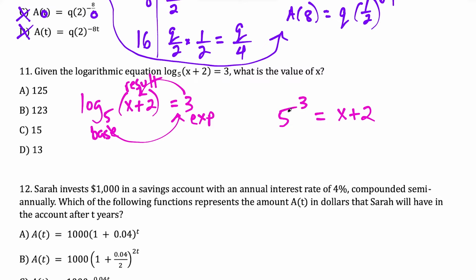And now 5 times 5 times 5 is 125. We set this equal to x plus 2, and now some simple algebra here. We just subtract 2 on both sides, and this tells us that 123 is equal to x. Choice B is our answer.